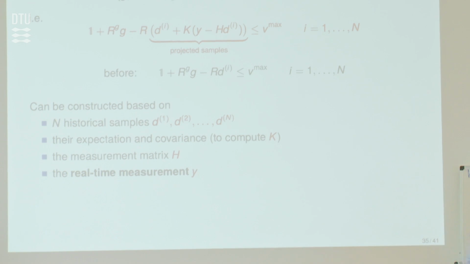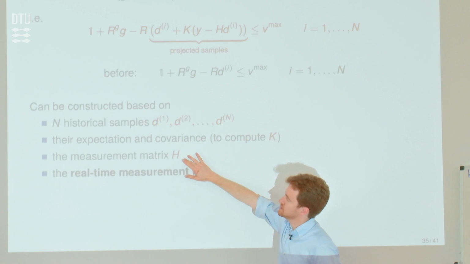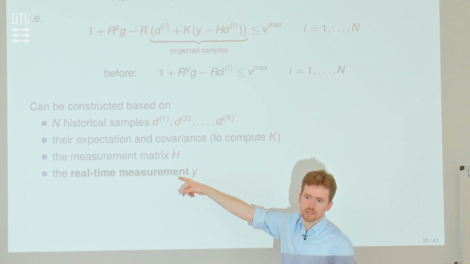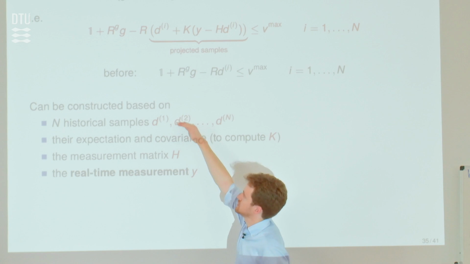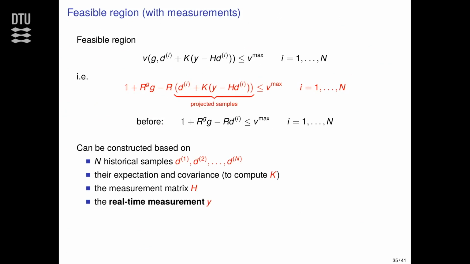Fine, this is exercise 3. You will have it in a second. The only tricky, or interesting, part is that of all these elements, only this one is available in real time. This one and this one, you knew months before. This is the historical data. This is the only thing you have to do in real time.